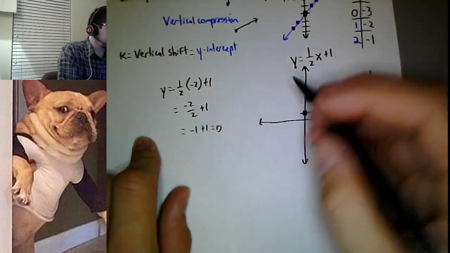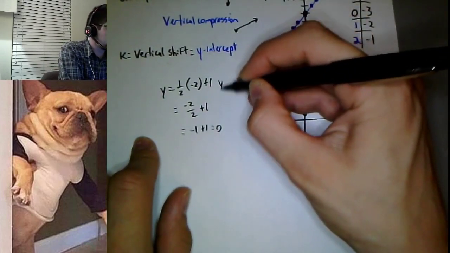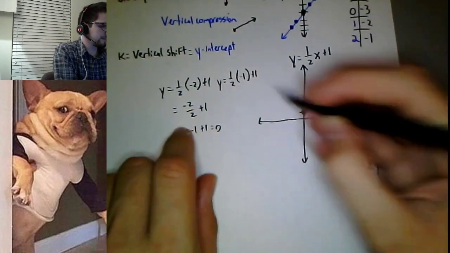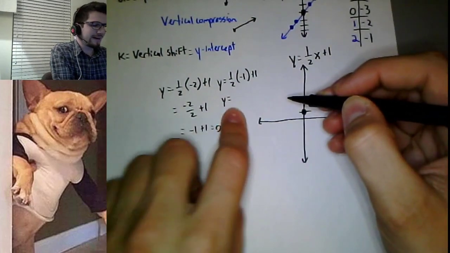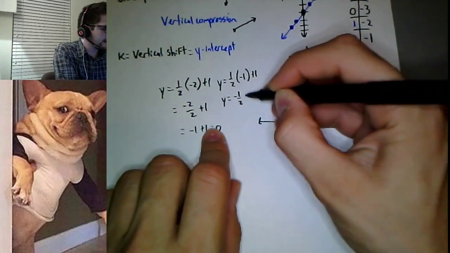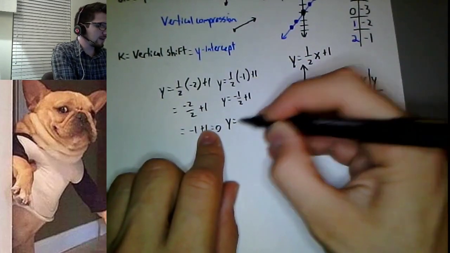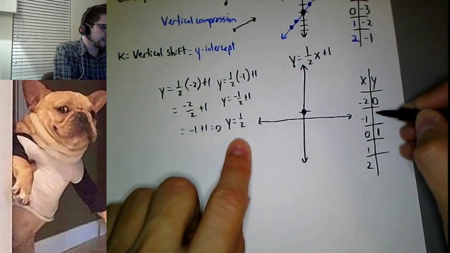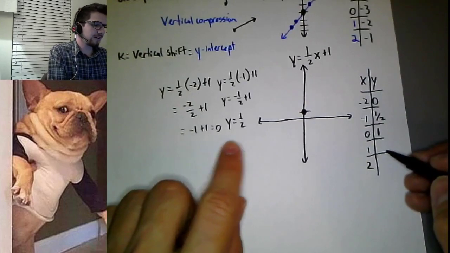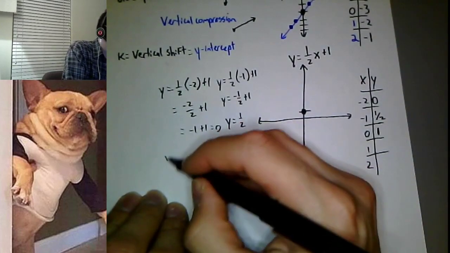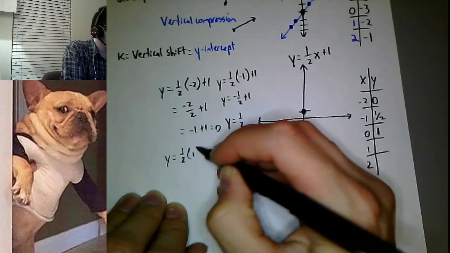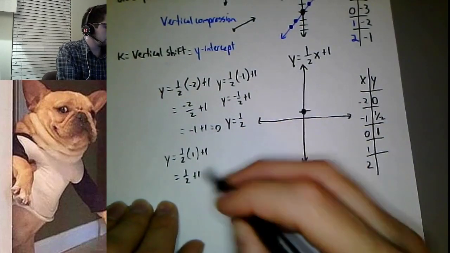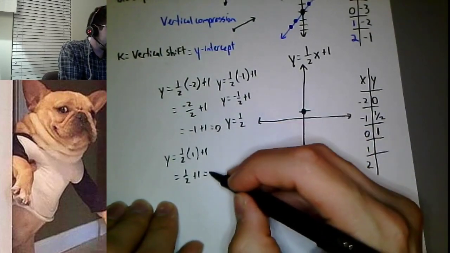Negative 1, what happens when I plug that in there? I see y equals 1 half times negative 1 plus 1. 1 half times negative 1 is negative 1 half, plus 1. 1 minus 1 half gives me 1 half. So for negative 1, I get 1 half. If I plug in a positive 1, 1 half times 1 is 1 half. 1 half plus 1 gives me 1 and a half.